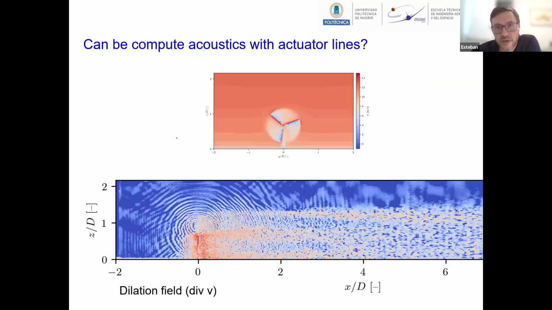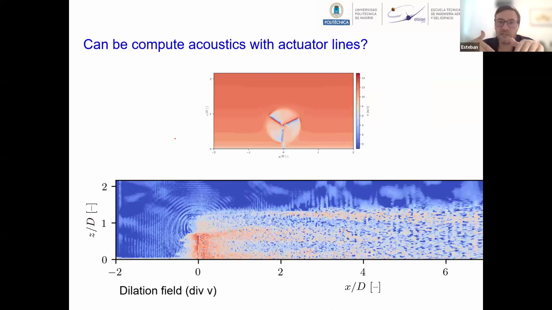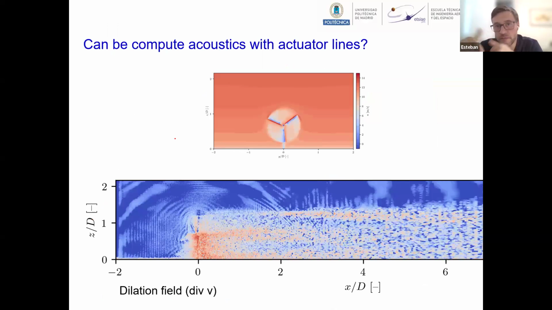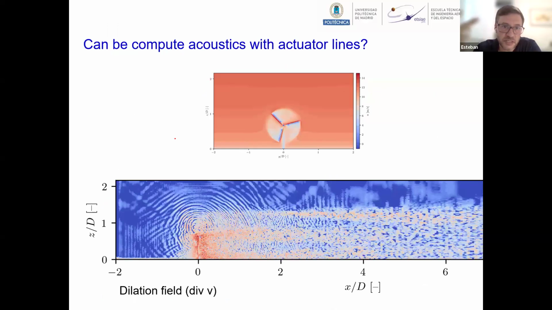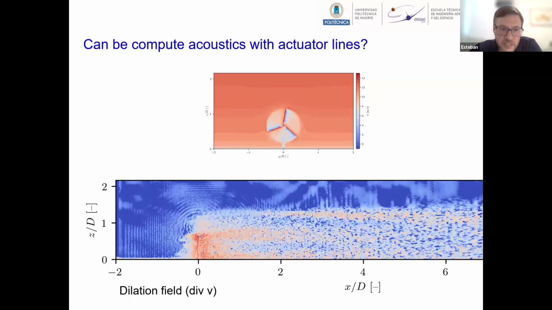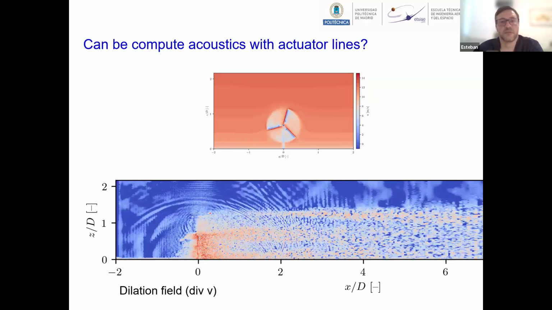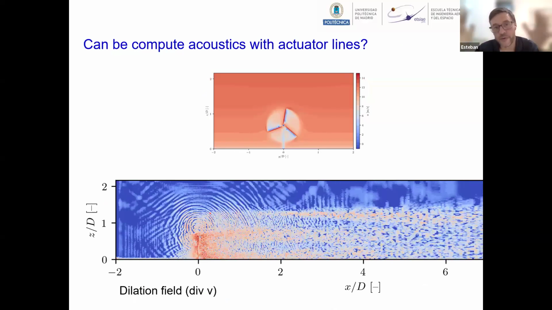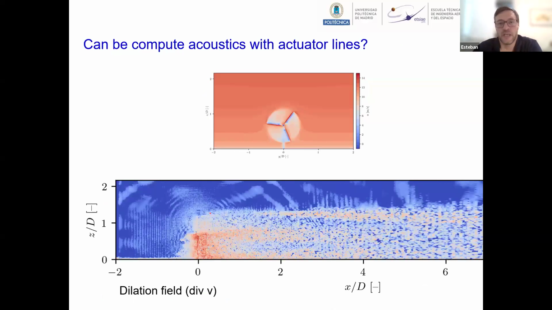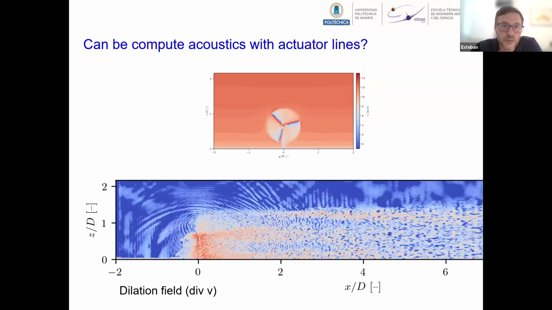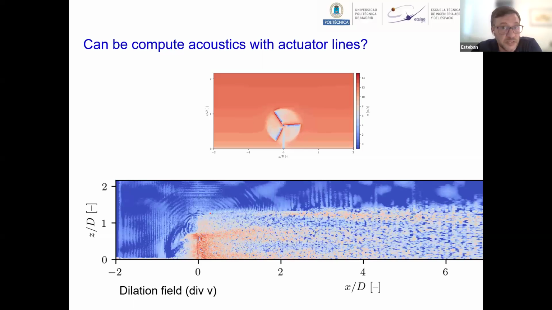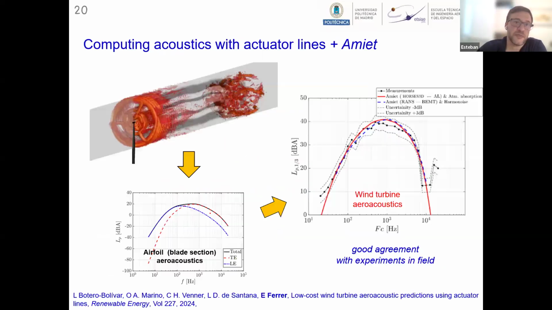Right, let's talk about the acoustics. As I mentioned, we can get some noise because we have some frequency happening in these rotating blades. And indeed, if we check the dilation field, for example, we can see waves with low frequency emanating from the turbine. But of course, we don't have the whole physics there. We don't have the blades really, right? What we have is some things that are rotating.